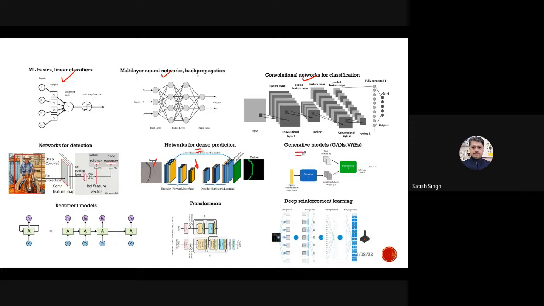Then generative models, variational autoencoders and generative adversarial network kind of architectures have been used to synthesize the images, means to generate the images. Recurrent models are used where the spatial or temporal information is necessary. Suppose you need to do some spatio-temporal analysis, then these kind of models can be used.